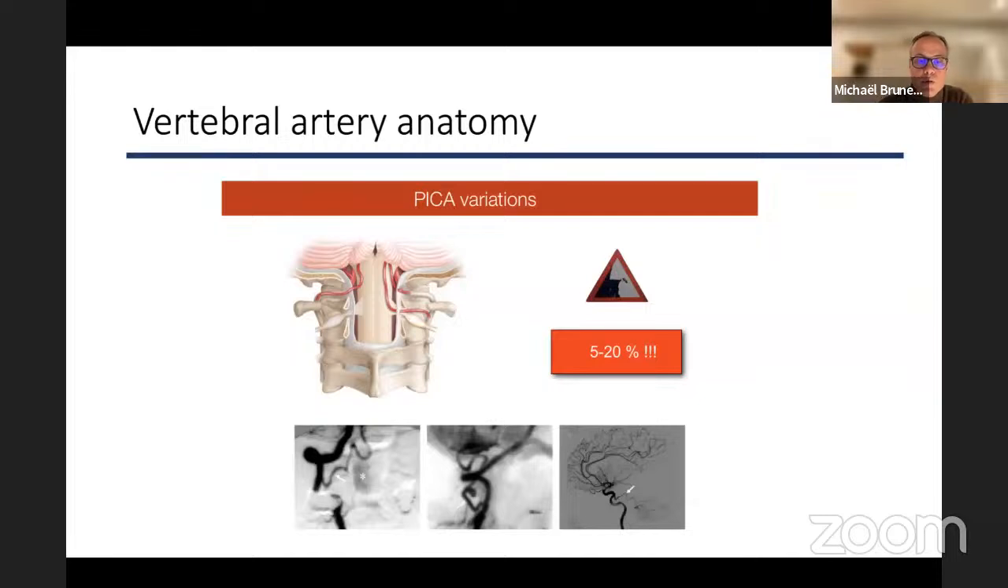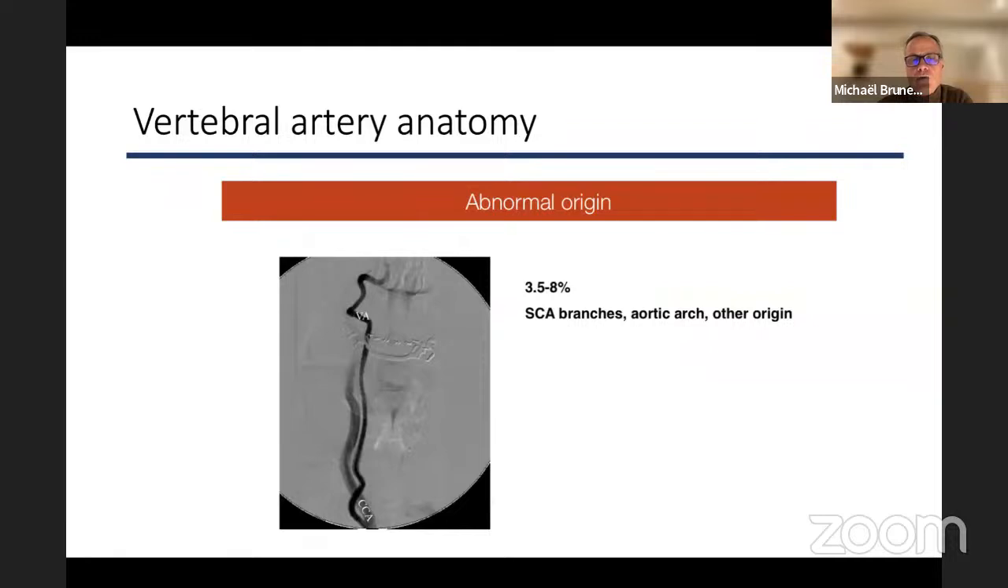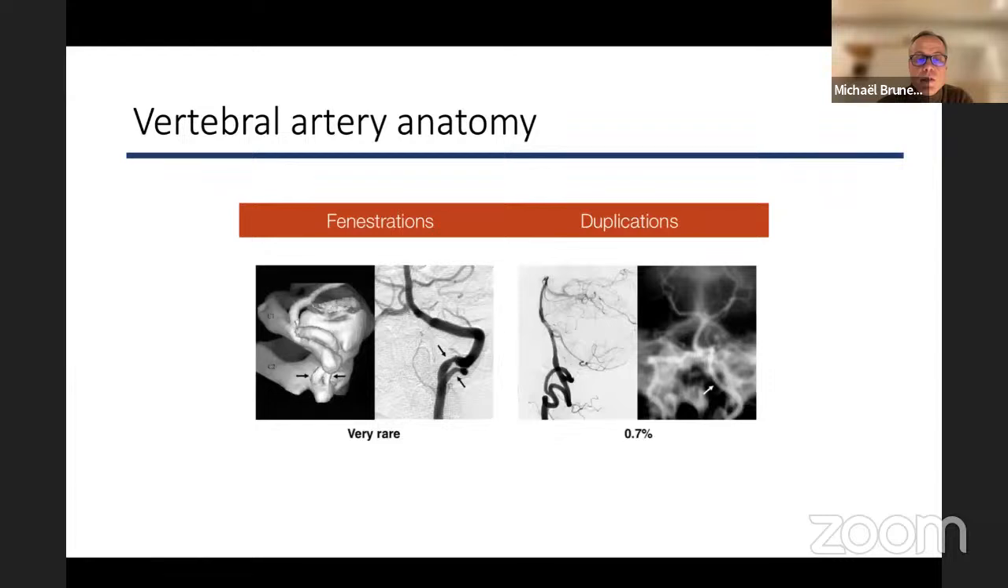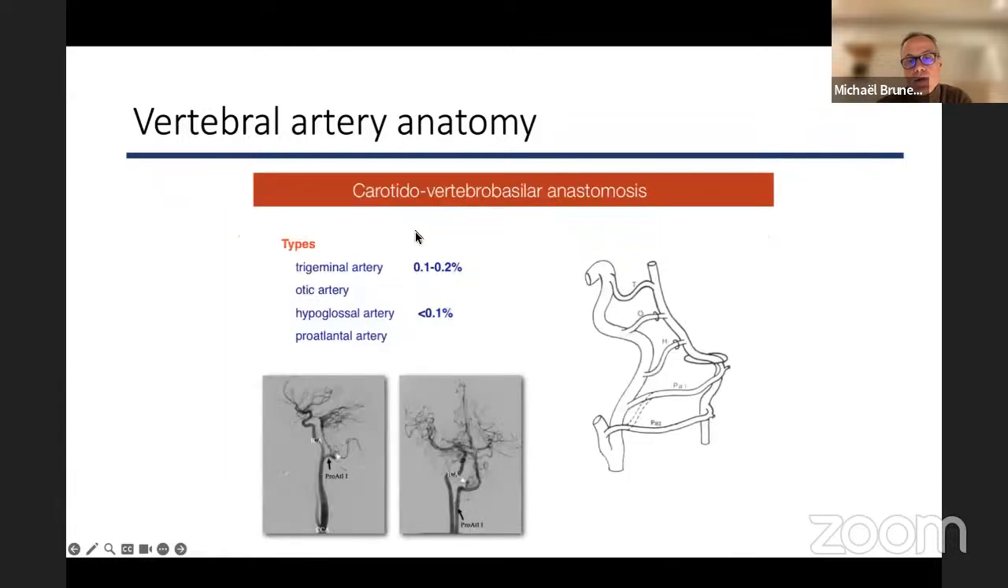You have a very rare anatomical variation related to the vertebral artery, meaning a vertebral artery not arising from the subclavian artery, but from, for example, the carotid artery. You have also fenestration of the vertebral artery here at the level of C2, with in fact the vertebral artery which has two trunks inside the periosteal sheath. It is called a fenestration.